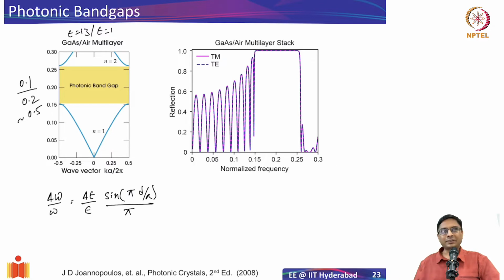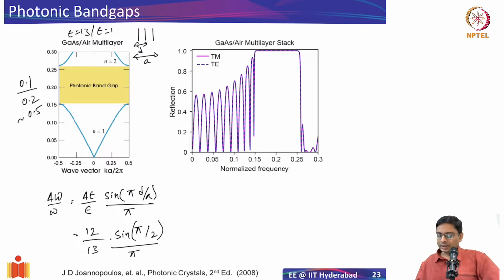But we didn't verify whether the expression at the bottom gives that, so let's try to compare. Delta epsilon is the difference in epsilon of the layers, so 13 minus 1, that is 12, divided by epsilon, which is 13 for the high index medium, times sine of pi d by a. This is a multilayer stack wherein one layer is high index and one is low index, both with equal thicknesses. The width is d, the periodicity of the stack is a, so d by a is 1/2. So this is times sine of pi by 2, divided by pi. It roughly translates to 1 over pi, which is roughly 0.31.